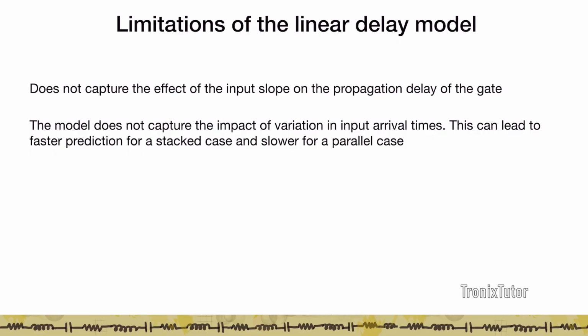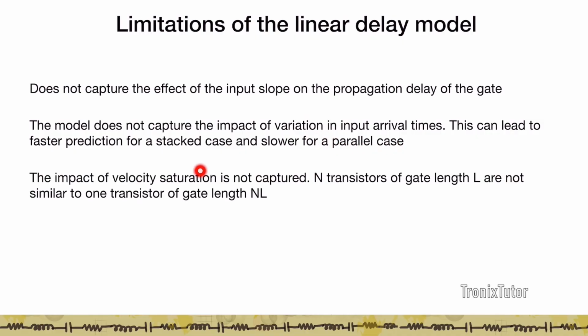And so what happens is that it might overpredict or underpredict in certain cases, which may not be true. So when we do these predictions, you have to be careful, especially when we're looking at stacked transistors or transistors connected in parallel. The third and very important thing is that it does not capture velocity saturation. When we assume that we have connected n transistors of gate length L, it doesn't mean that this is equivalent to a transistor of gate length NL, because when transistors are velocity saturated, the effect of L on the drive current is not as pronounced as it is in the square law model.